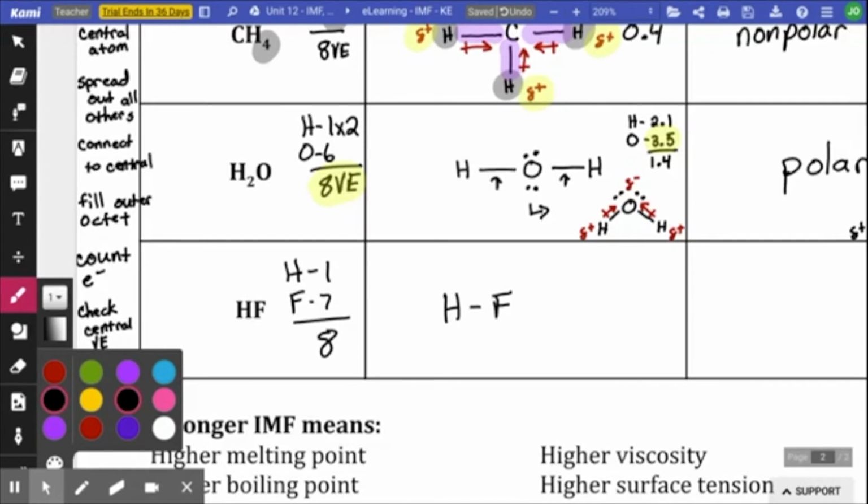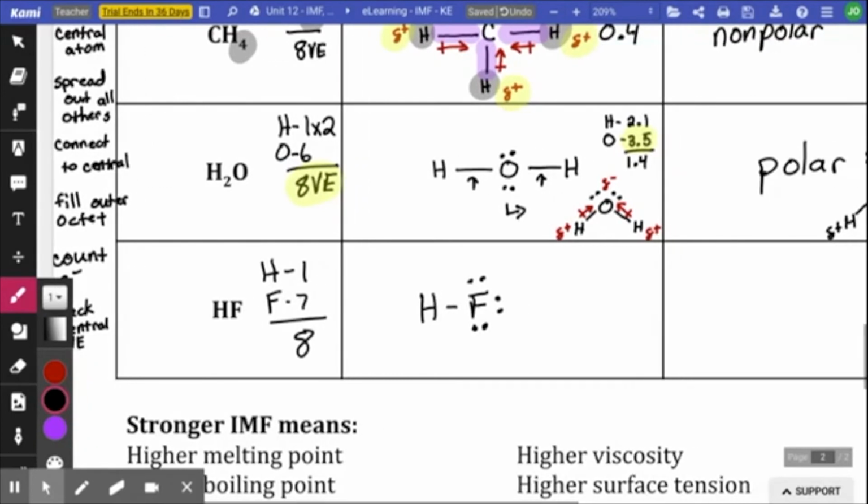Well, hydrogen, if you remember, is okay with 2. But fluorine needs to have 8. So we need to put 6 more electrons on our fluorine. Count everything up. I've got 2, 4, 6, 8 on the fluorine. And then there's that bond between that hydrogen and that fluorine. So we've got a total of 8 valence electrons, which is perfect. Okay. Next, I need to find our difference.